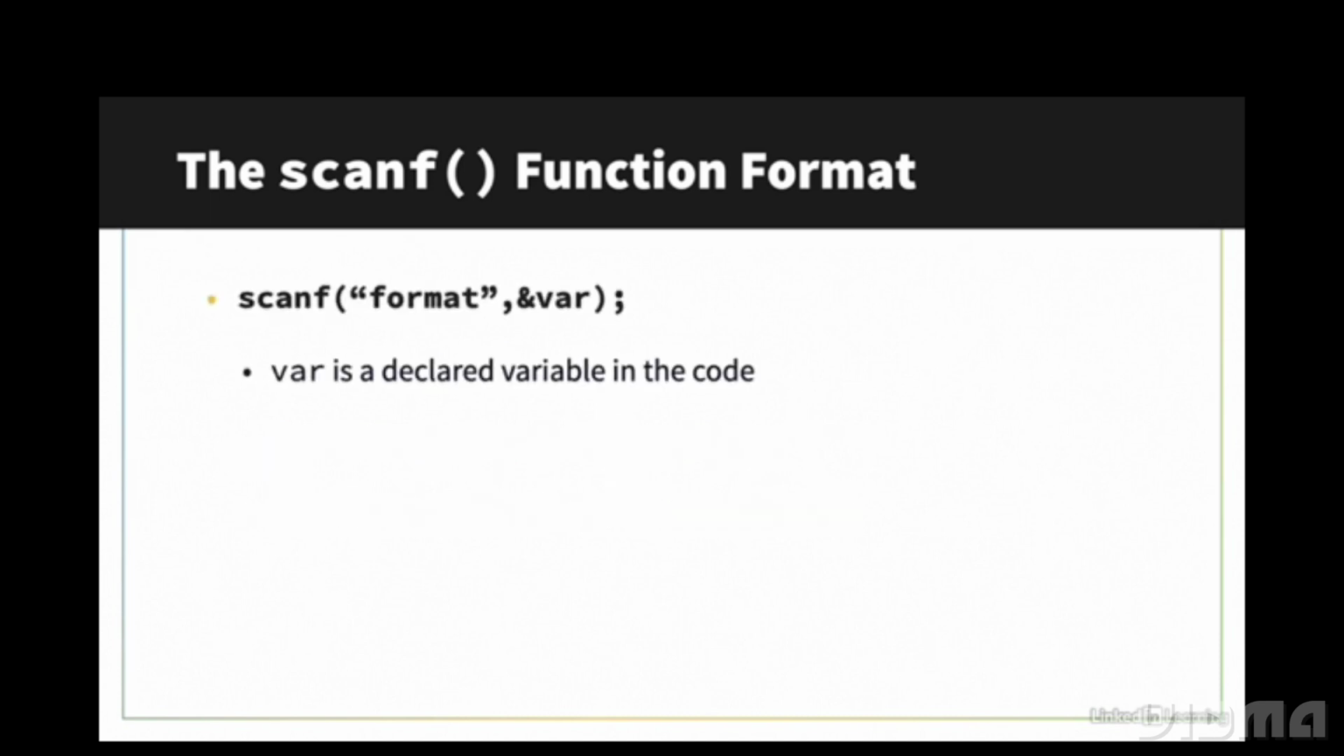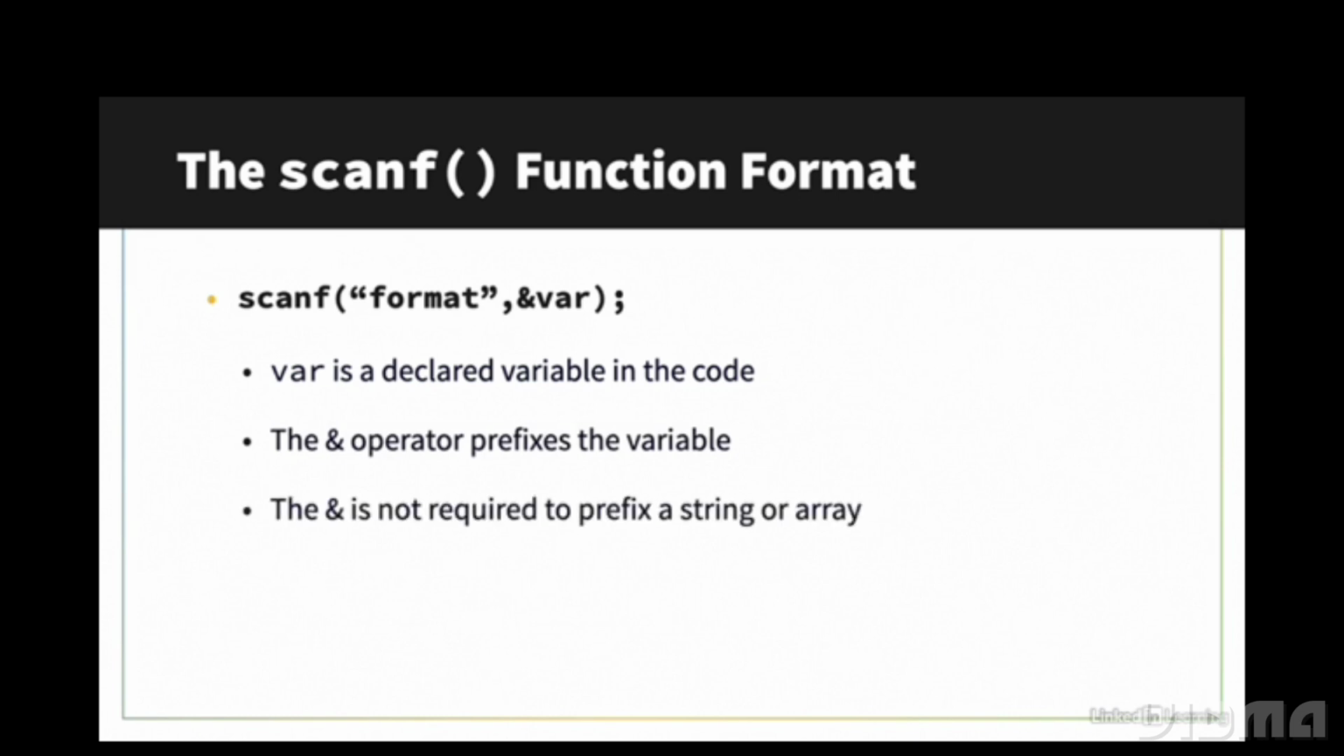The variable is declared in the code in another statement, and its type must match the placeholder. You need to prefix the ampersand operator to the variable name, which is something you must remember to do. You do not prefix the ampersand to a string or array, which is something you'll forget to do. The ampersand used here is the address of operator, which is more of an advanced C language topic, but it's used in this common input function.